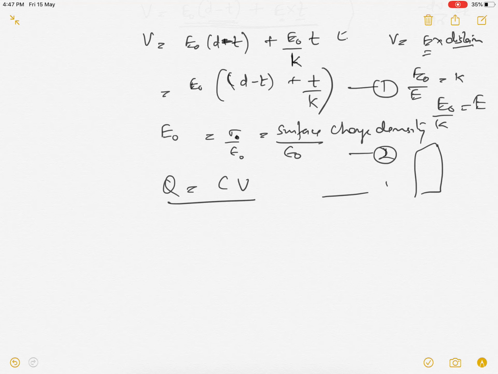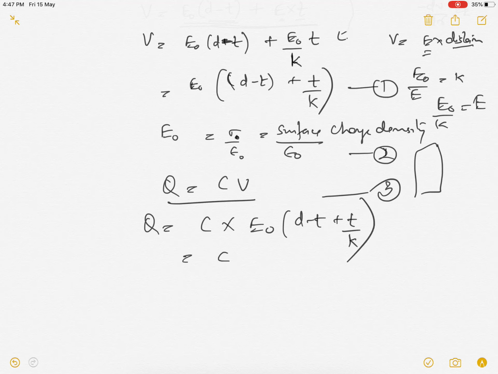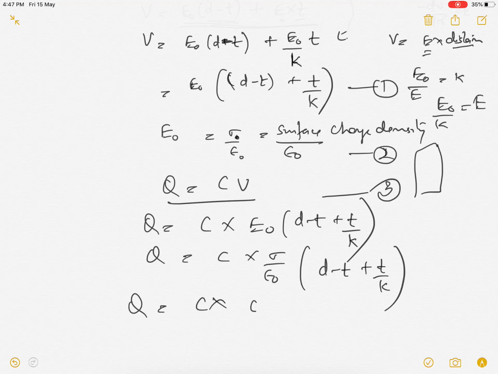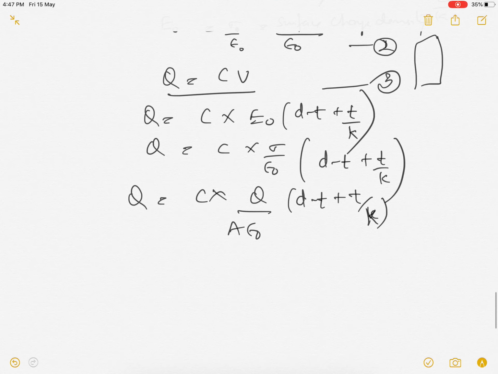This is equation 1. Let this be 1, 2 and 3. Q is equal to CV, or Q can be written as C into V, E0 into d minus t plus t upon k. Now E0 can be written as sigma upon epsilon 0, into d minus t plus t upon k. Q is equal to this much, or sigma can be written as, say, C into sigma can be written as Q upon A epsilon 0, into d minus t plus t upon k. I think you are getting it. Just substituting the value of Q, sigma.